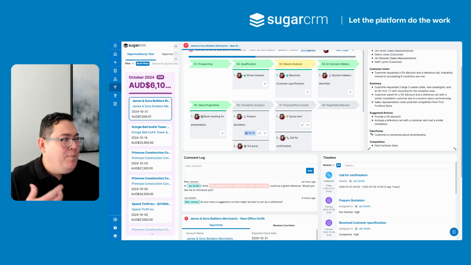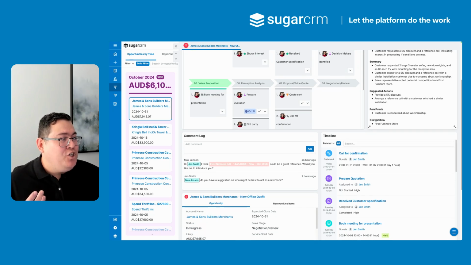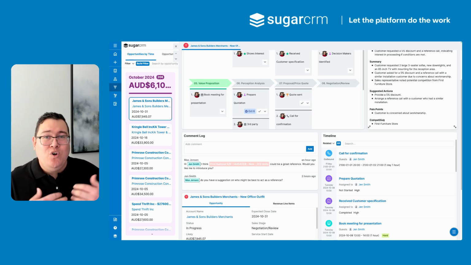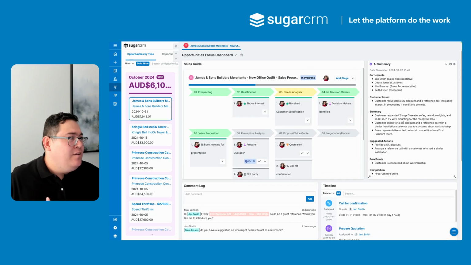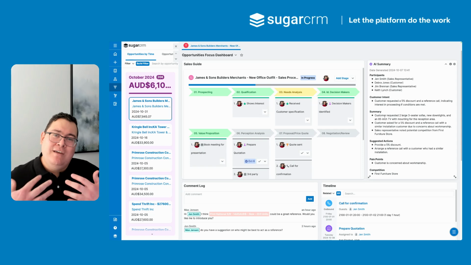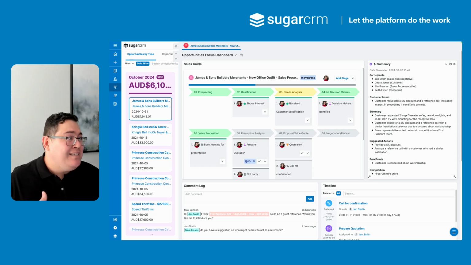We can also see some pain points in our AI summary. So things that the customer may have mentioned around things that they're concerned about, as well as our competition. If the customer has referred to somebody that they may be comparing us against, the AI summary is picking up on these cues and recording that data so we can quickly go and have a look through it. Anytime you update this opportunity, it's going to look through that data and update the summary along with that as well.